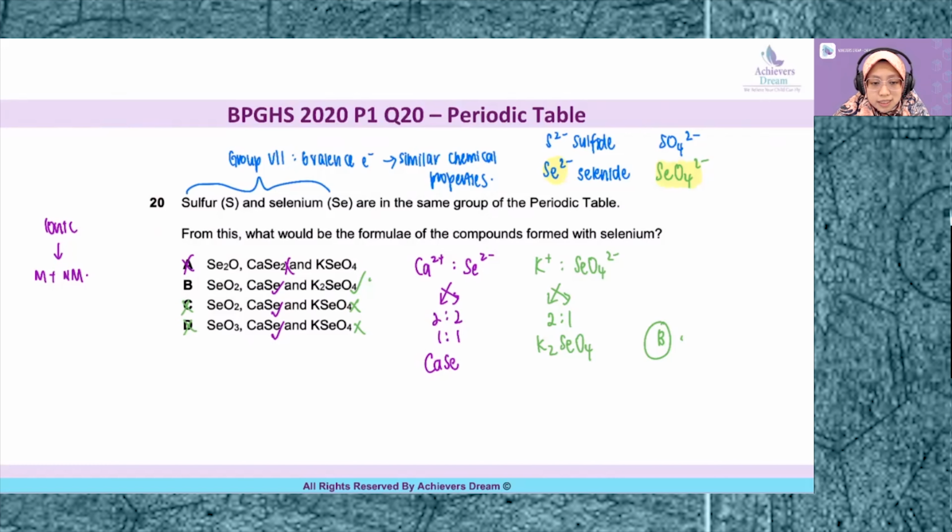What about SeO2 and SeO3? These two compounds actually exist, because I'm sure you have seen sulfur dioxide and sulfur trioxide before. So SeO2 and SeO3 may also exist. So we do this question by elimination. Hence, the answer for this question is B.